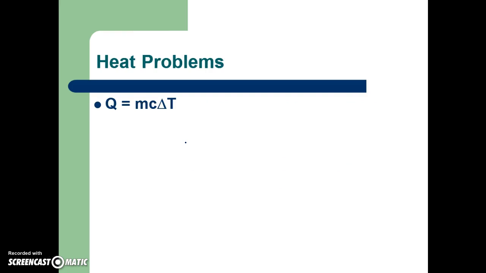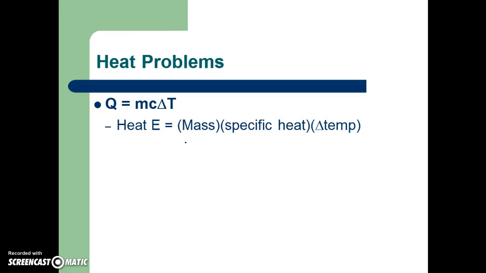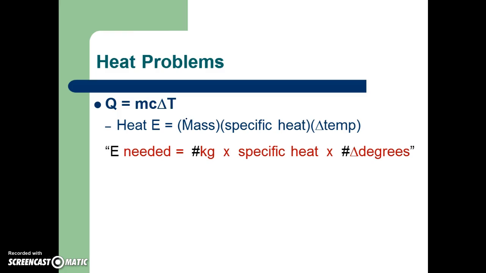All right, heat problems. How can we solve these? Well, Q is the amount of heat or energy needed. M is for the mass of the substance. C is the specific heat, and delta T is the change in temperature. So Q is the energy needed in order to change the heat of something, and here we need the number for the mass, the specific heat, and then the change in the number of degrees.